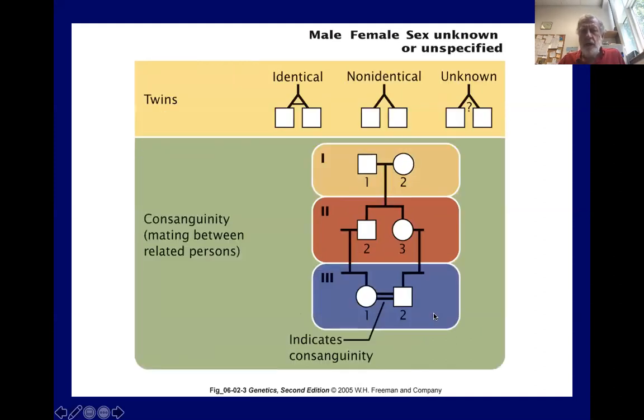At the bottom there, identical twins are shown with a little horizontal line connecting them. Non-identical twins lack that line. And if we don't know if the twins are identical or not, we put a question mark there. And then consanguinity is a sort of a fancy term for inbreeding, and 2 horizontal lines indicate consanguinity. In this case, in generation 3, we've got a marriage between 2 cousins.